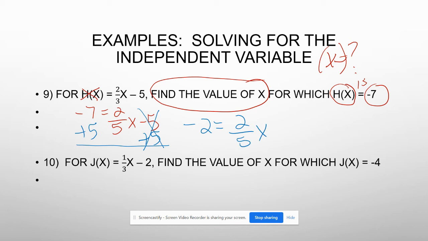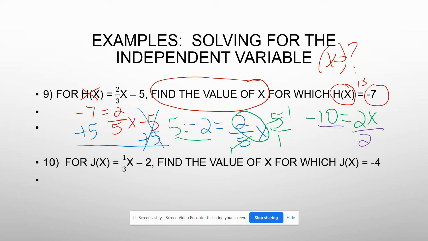Remember, there's 2 ways to look at 2/5. This is either 2/5 or 2 divided by 5. If we're looking at it as 2 divided by 5, the opposite of dividing by 5 is multiplying by 5. These 5s cross-reduce to 1. So 5 times negative 2 is negative 10. And we still have the 2 with the x. That makes our last step to solve for x to divide by 2 on both sides, and x is negative 5.